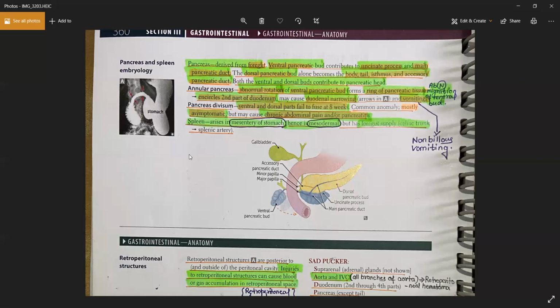Any doubt on the pancreas? No, thank you.